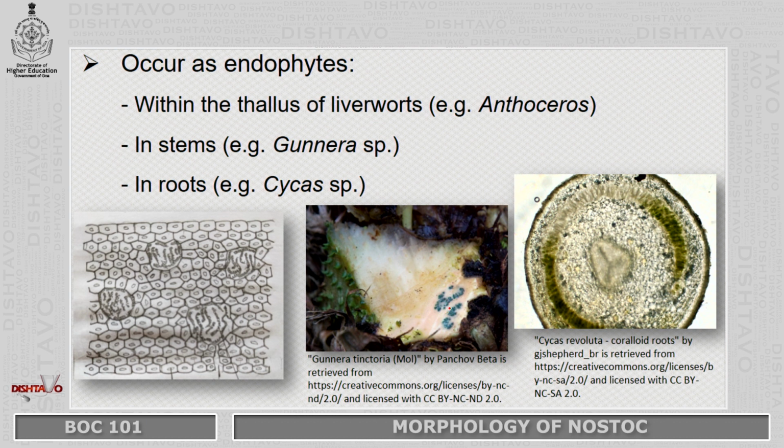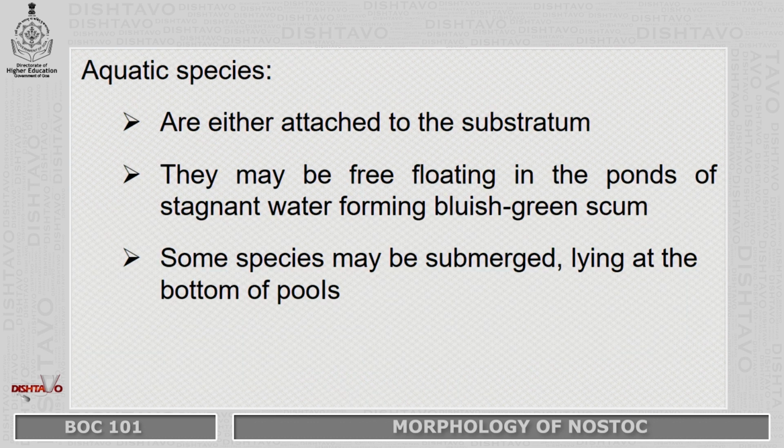It is living as an endophyte, a stem endophyte, and some of the species are also found in the coralloid root of Cycas. Now if you take the TS of the coralloid root of Cycas, we can see this greenish colony, that is the Nostoc colony, staying inside the coralloid root of Cycas. Now, aquatic species are either attached to the substratum or they may be free floating in the ponds of stagnant water, forming a bluish green scum on the surface of the water, and some species may be either submerged or lying at the bottom of the pools.